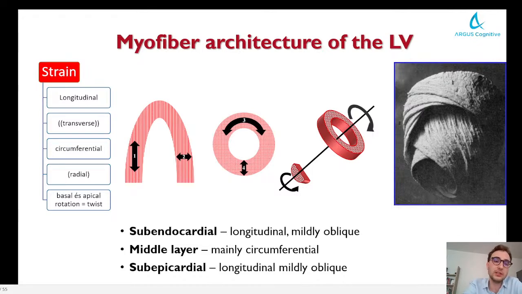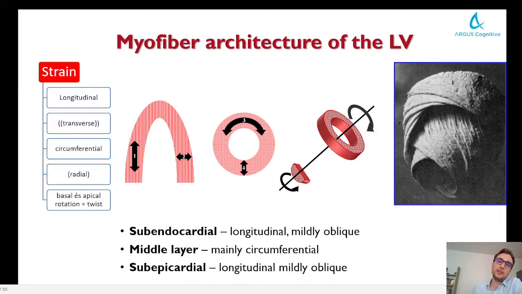So if you're looking at the left ventricle, we can see that the subendocardial layer has a mainly longitudinal orientation, mildly oblique, which generates a mostly longitudinal motion, and that's how we can quantify the motion of this layer by examining the longitudinal strain, the longitudinal deformation.